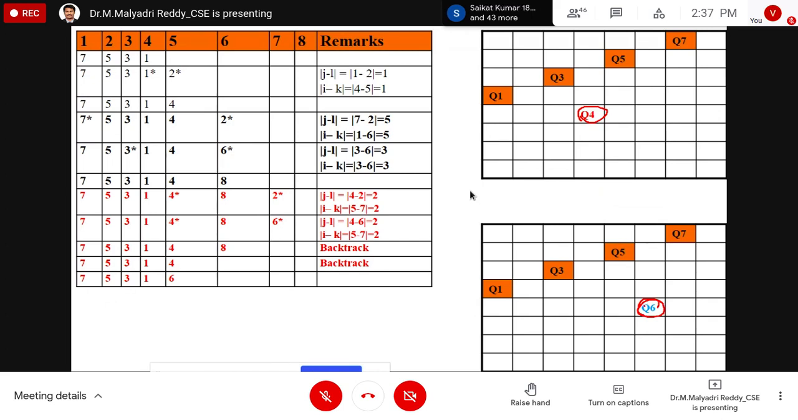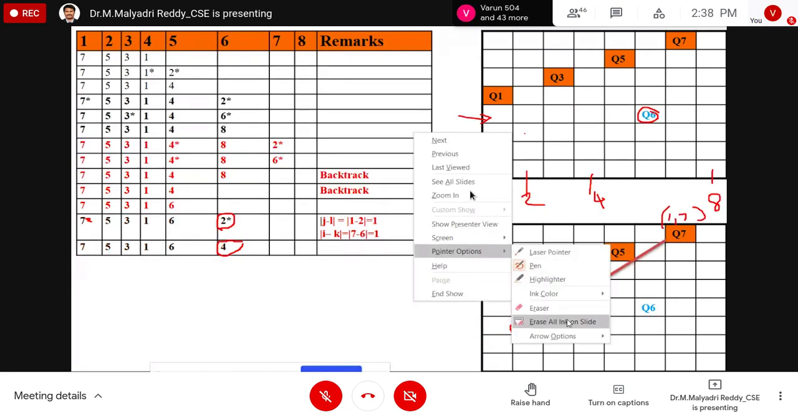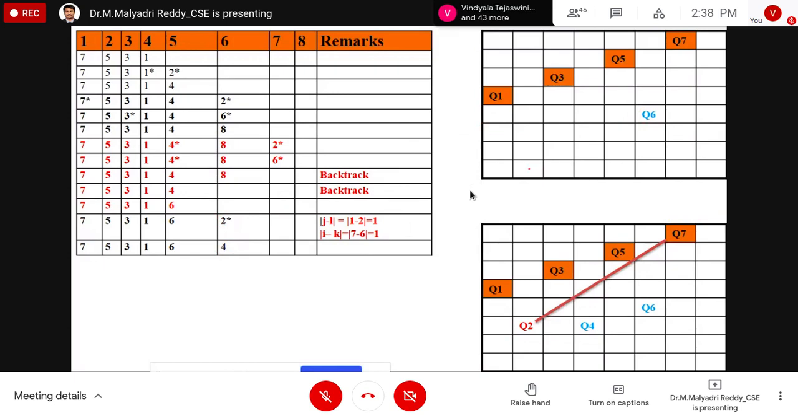What is the next step? The fifth row, the fifth tuple is completed, right? Yes, sir. The fifth tuple is filled. Next I have to fill 6, 7 and 8. Yes, sir. Next step, start with Q2, sir. But it has a diagonal conflict with Q7. So possibilities are 2, 4, 8. Okay, the remaining columns are filled, right?